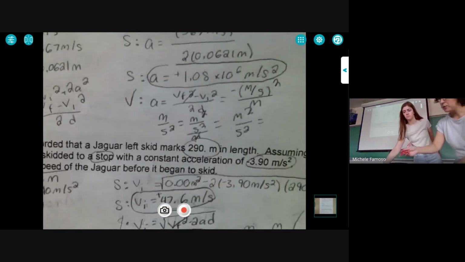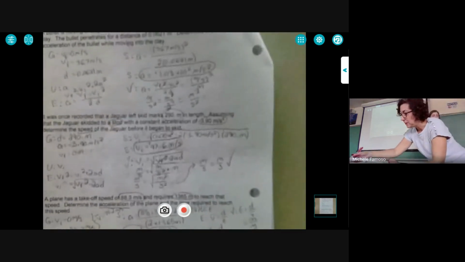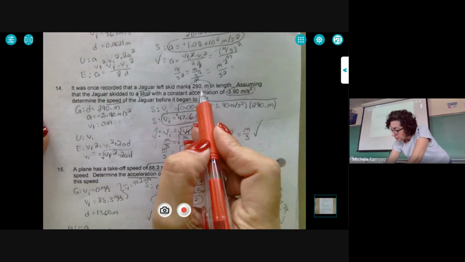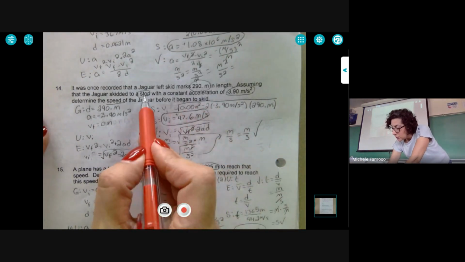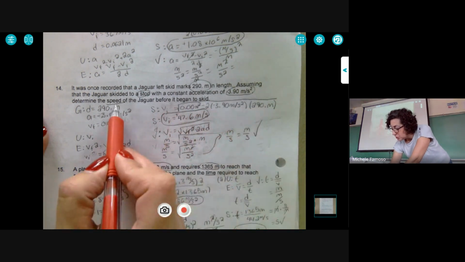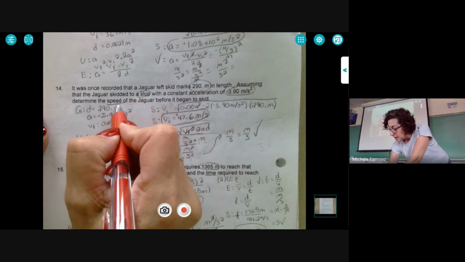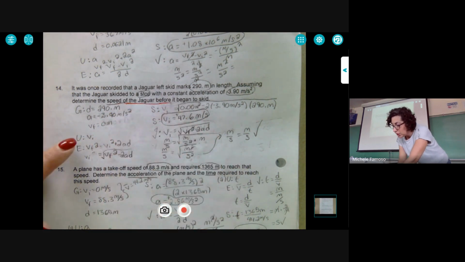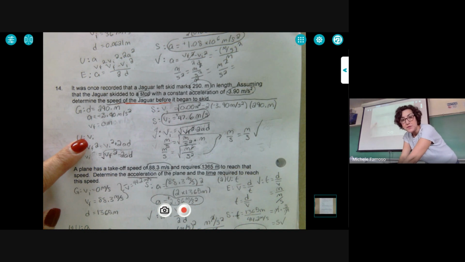These can be like, remember, 11-point questions. So we want to make sure we're not missing any steps. Let me zoom out a little bit. Okay, 14. So she's got her 290 meters, the word stop, the negative 3.90 meters per second squared. She's looking for, and I'm going to extend that, the speed of the Jaguar before, which gives you the indication that the unknown is VI.